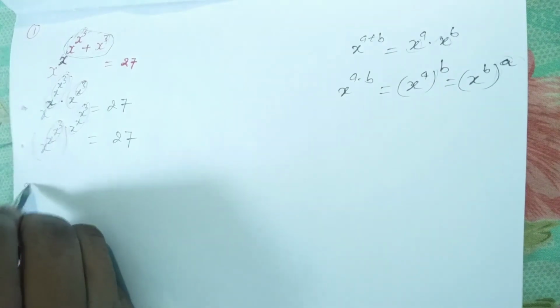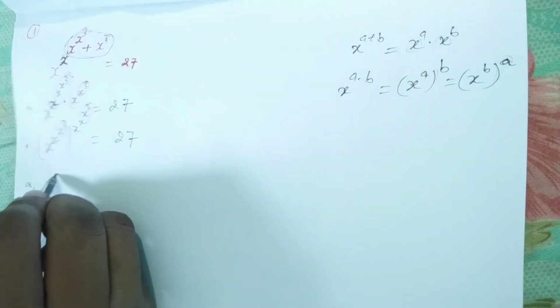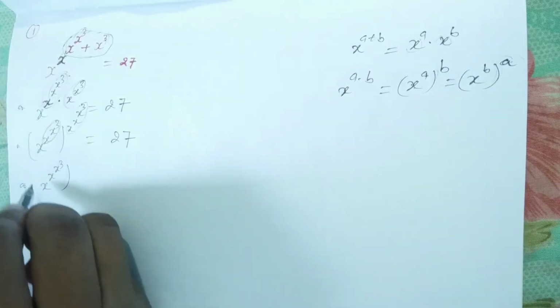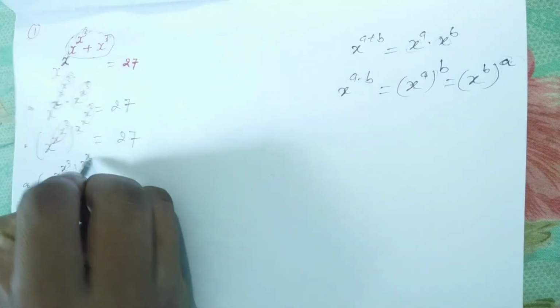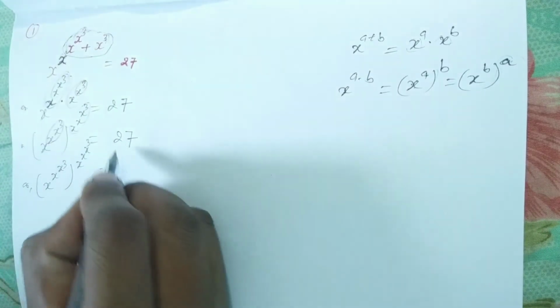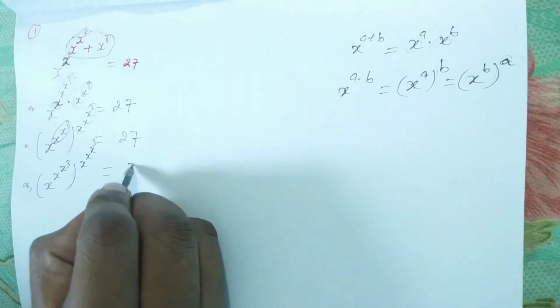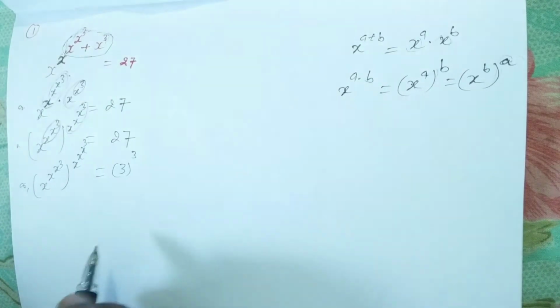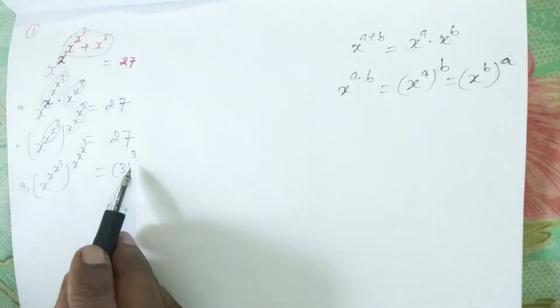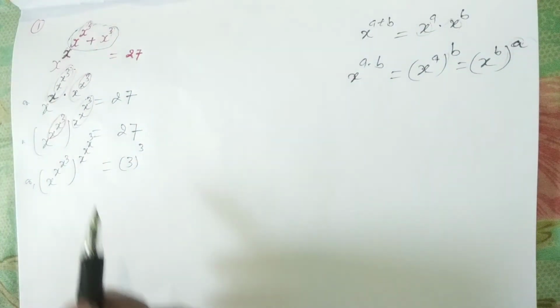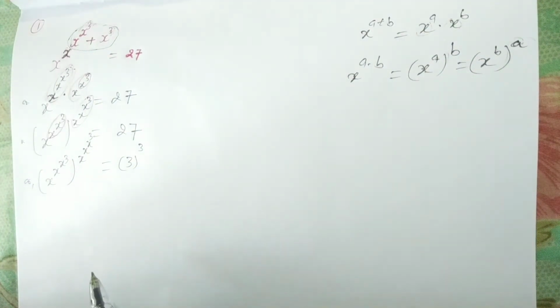Now this can also be written as x raised to power x cube, its whole to the power x raised to power x whole cube is equal to, now this 27 can also be written as 3 whole to the power 3, because 3 to the power 3 or 3 cube is 27.